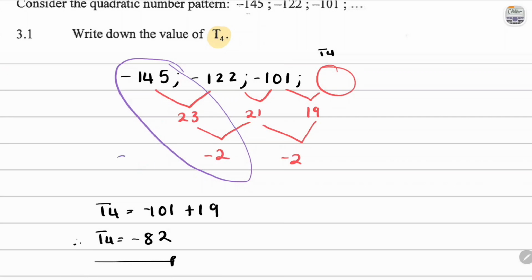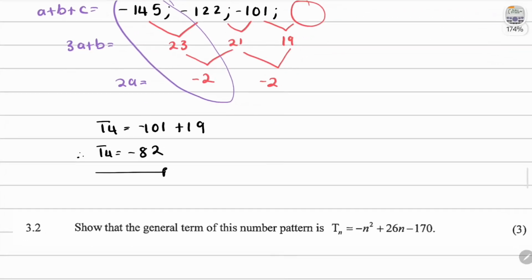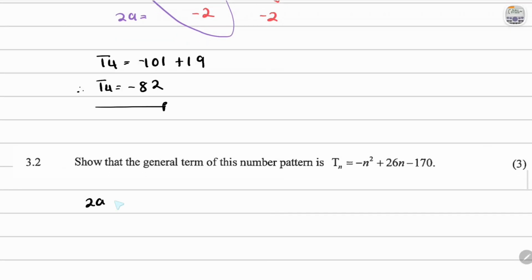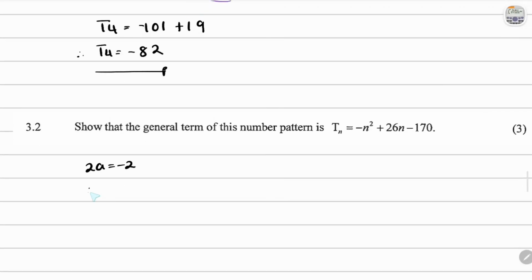So the negative 2 will be equated to 2a. So 2a equals negative 2. And then the 23 gets the 3a plus b. And the negative 145 gets the a plus b plus c. Okay, so let's solve this equation. So we have 2a equals negative 2. So therefore, a would be equal to negative 1.